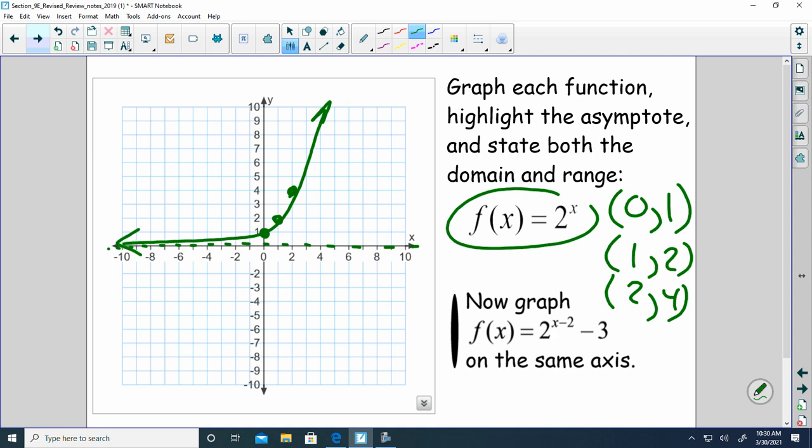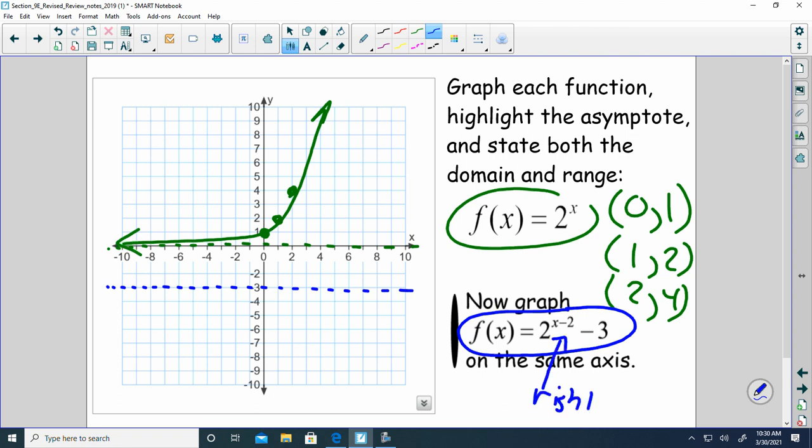So now, with this known, I want to graph this. Tell me something you know about this equation. Good. The horizontal asymptote is -3. Okay? So this is going to go right 2 down 3. And if you know all the shifting that's going to take place, you can do this entire problem.